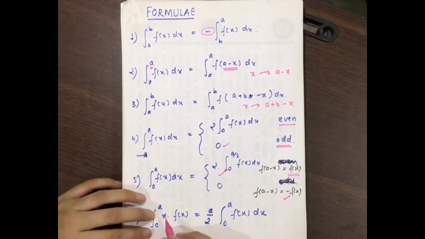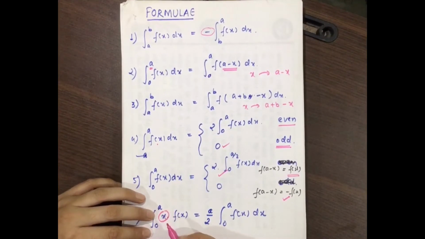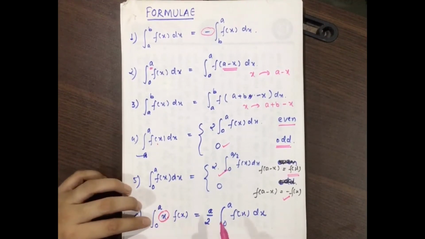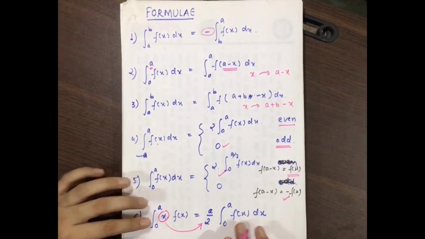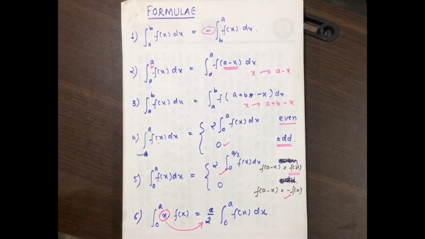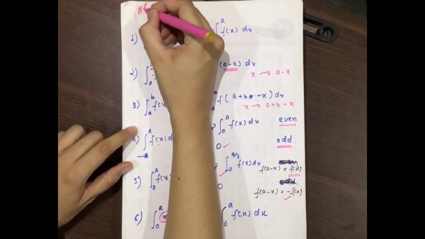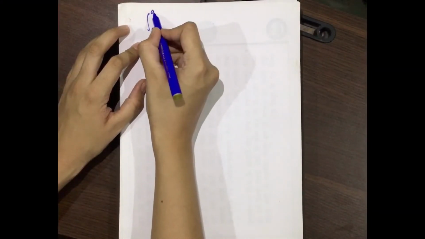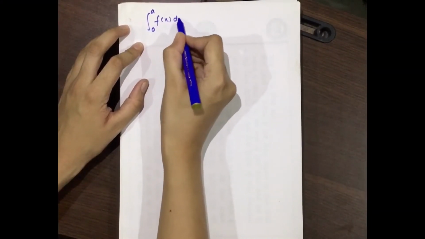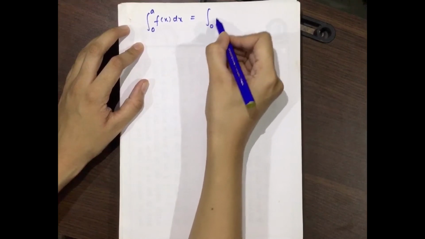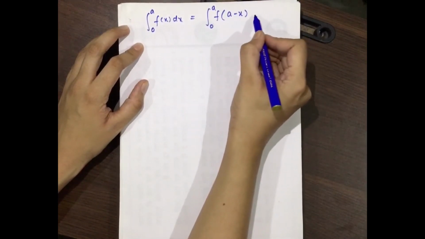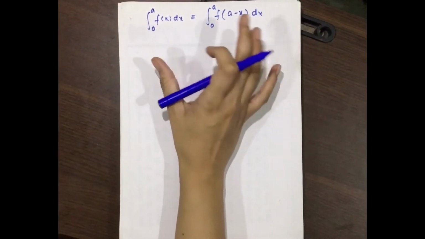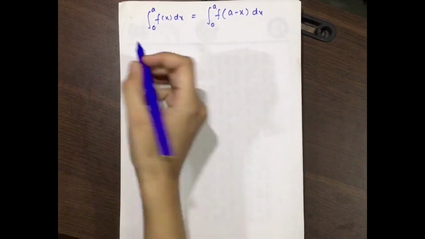Now the last formula. Here x is in a product term. So if it is x f(x), then this x is converted to a/2 and then the integral from 0 to a of f(x) dx, and these are very important. Now we have already seen that the integral from 0 to a of f(x) dx is equal to the integral from 0 to a of f(a - x) dx. So here x is converted to a - x.